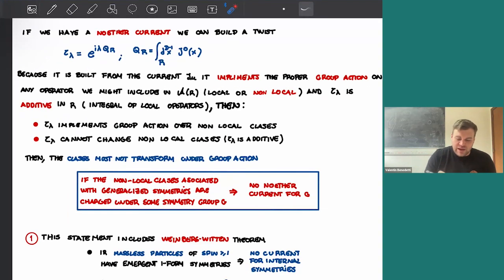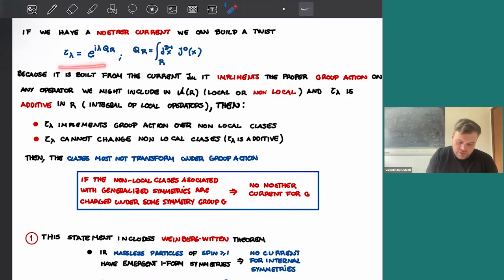So what happens when we have another current? In the case that we have another current, we can build a twist similarly to what I was talking about. Namely, the twist for some region R will be the exponential of this localized charge Q_R, with Q_R being the integral of the current O inside the region R. This twist, being generated by the current, will implement the proper group action on all operators that we might include inside the algebra of our region. Namely, it will act with group action over local and non-local operators indistinctly.